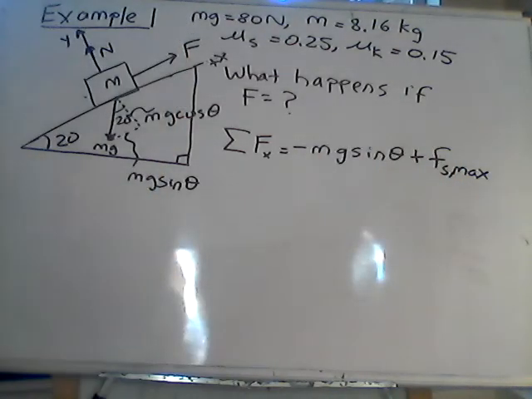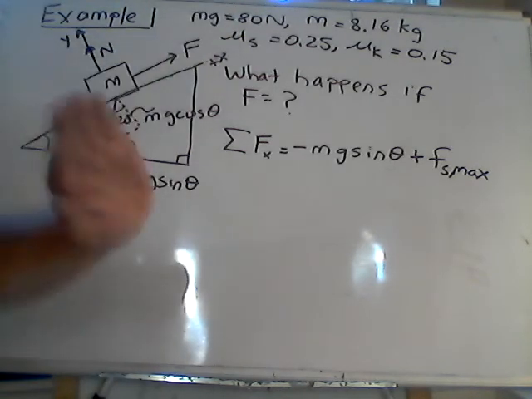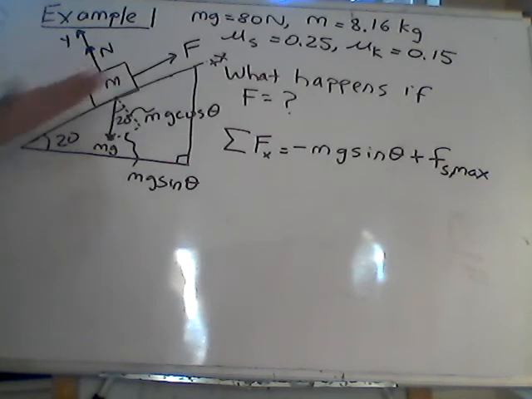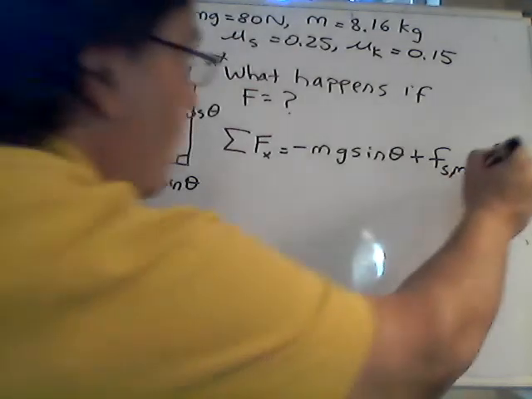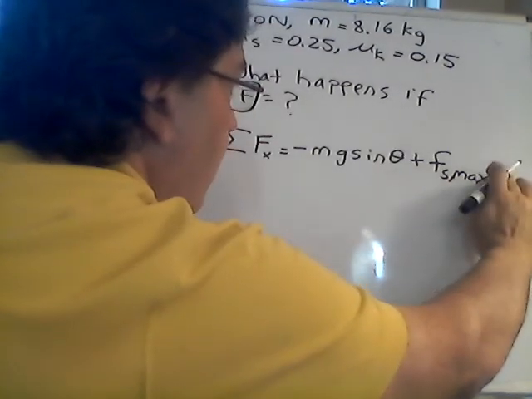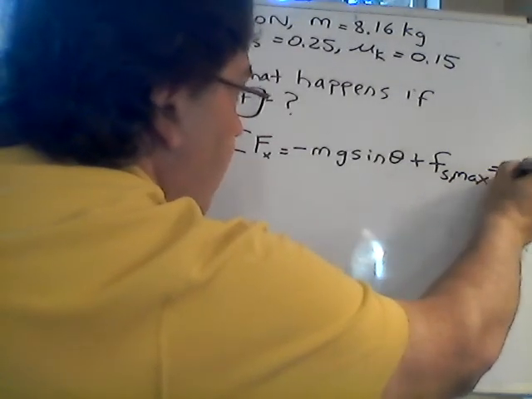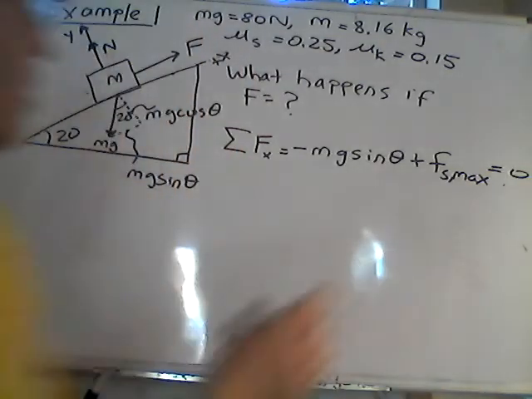Why? Because we're saying that this big F is zero, right? Left to its own devices, the block will slide down the incline. So friction will oppose motion or the tendency of motion. The tendency of motion is going down the incline, so F sub S max would have to be up the incline, or positive, right? Equals zero. Okay, that's your x direction equation.